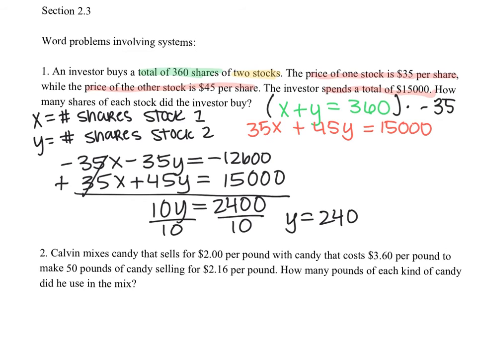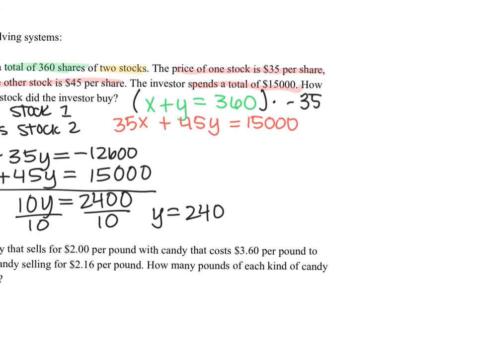Now I am allowed to leave my answer as y equals here as long as I've defined my variables. If I didn't know what x and y represented, and I just left this as y equals, you wouldn't get full credit because I don't know what y means. Y could mean anything. It could be number of elephants. It could be number of potatoes. Who knows? But because I know y is the number of shares of stock 2, I know what that 240 means. Now I want to solve for x.